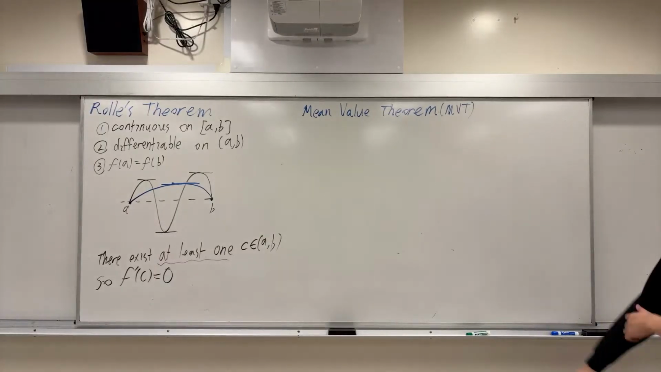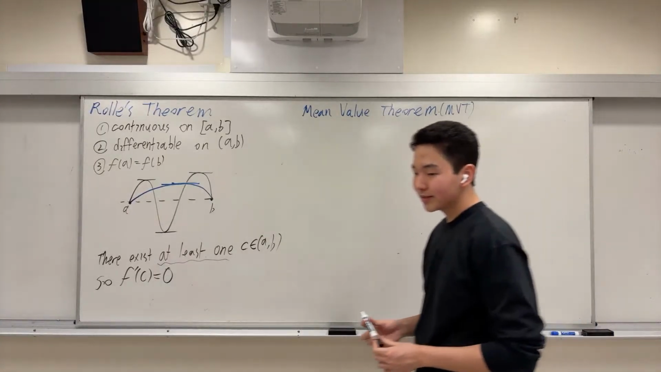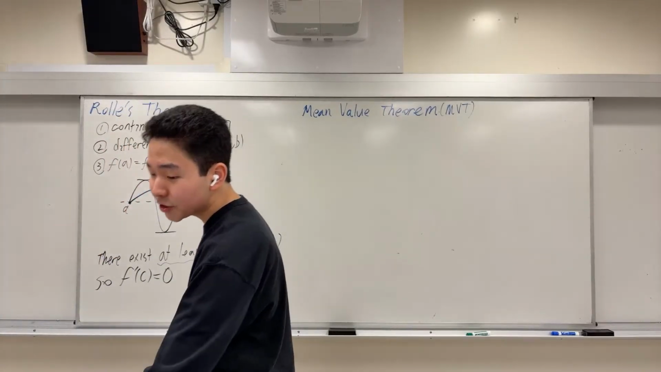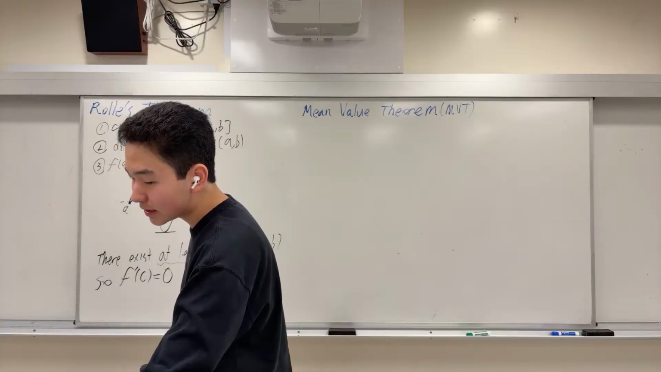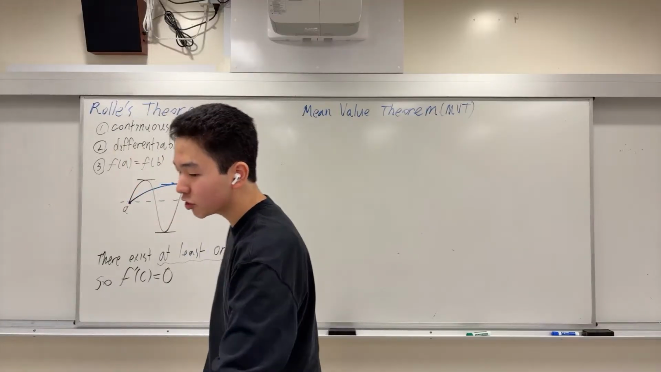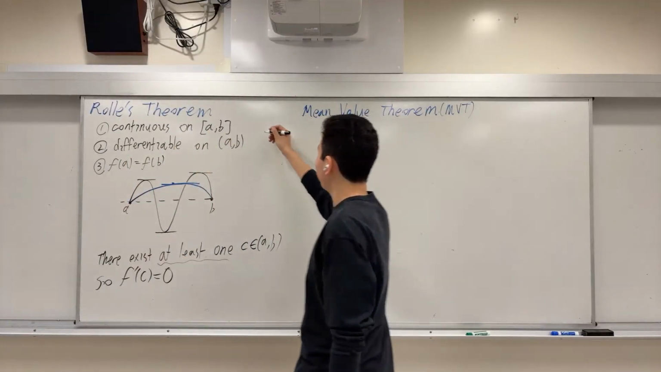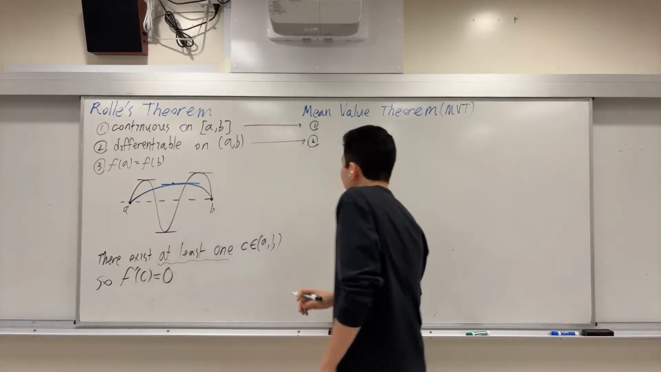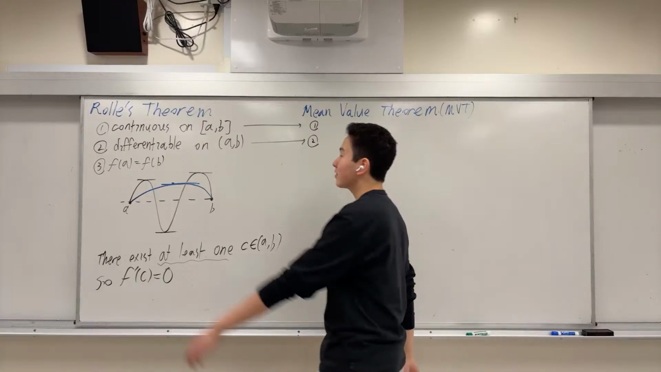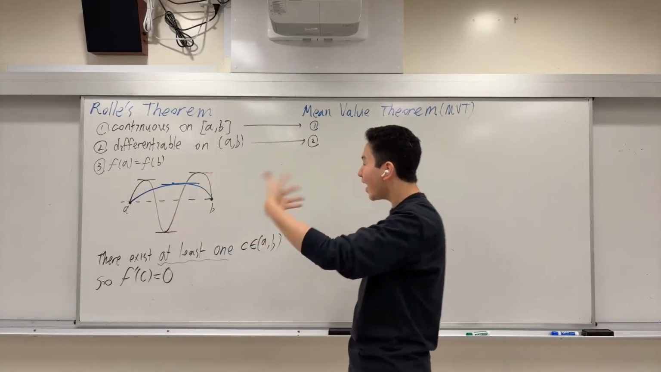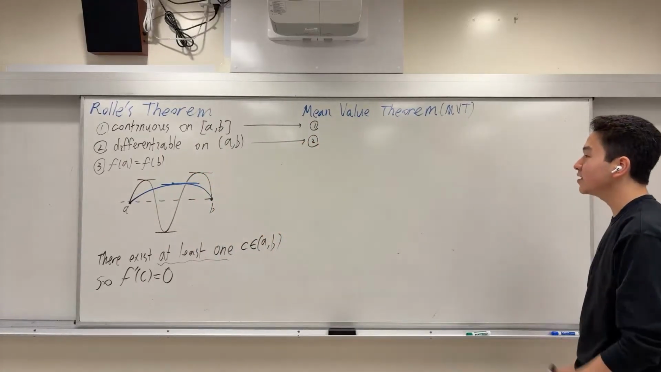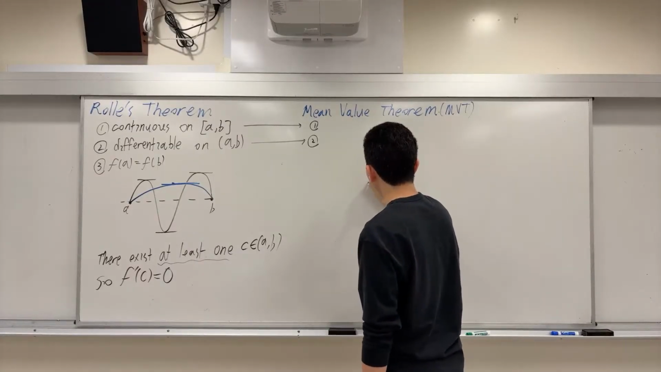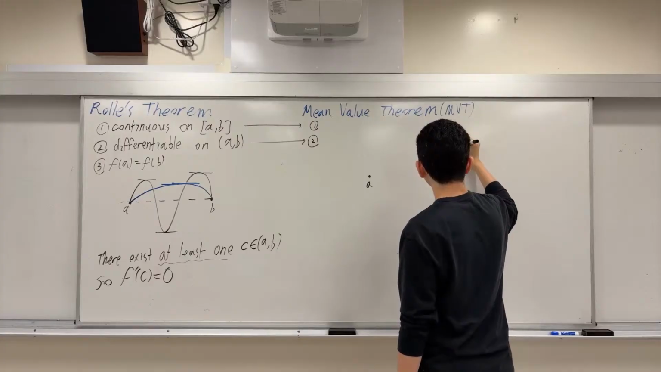Okay, so the mean value theorem is a generalization of Rolle's theorem. On an interval A, B, the first two conditions are the same, right? It's continuous on the closed interval and differentiable on the open interval. So this carries over into the mean value theorem. But the third condition is now gone. So now there's really no need for f of A to be equal to f of B. So I can say that A can be over here and B can be up here.